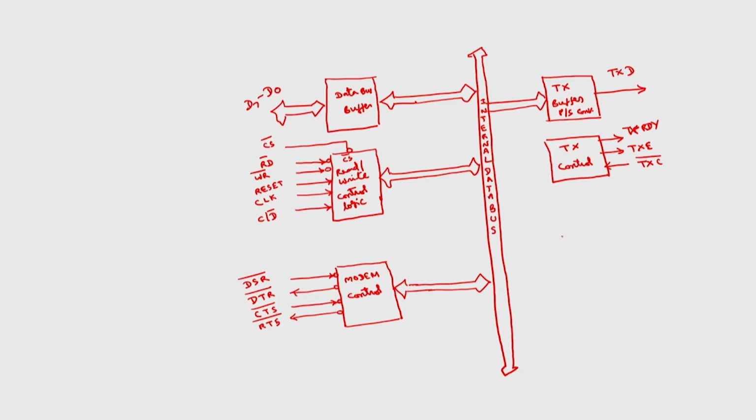Then we have the receiver buffer, which is basically a serial to parallel converter. It will receive the data on a signal called RxD, which is the reverse of TXD. The serial data will be received and converted into parallel, and that will be given to the internal bus of this peripheral. Similarly, we have receiver control.